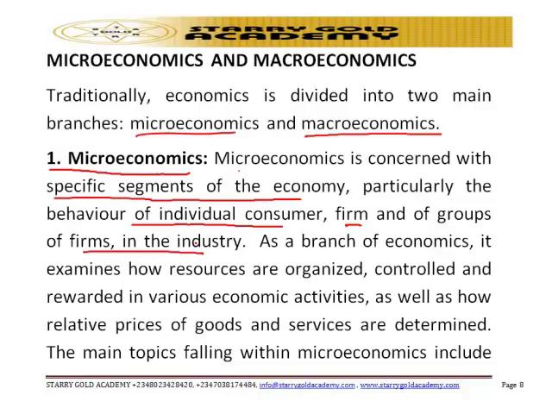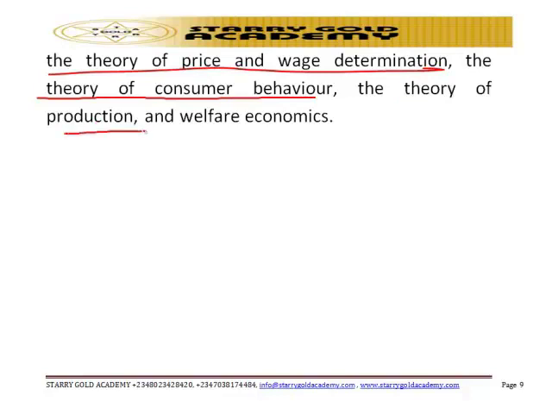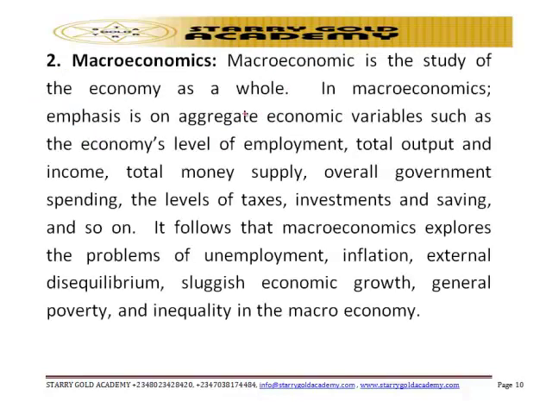The major elements in microeconomics are the theory of price and wage determination, the theory of consumer behavior, the theory of production and welfare economics. I'll take my time to look at all these. These are the things we're considering under microeconomics that I explained during the introduction part. So having explained microeconomics, let's move to macroeconomics.